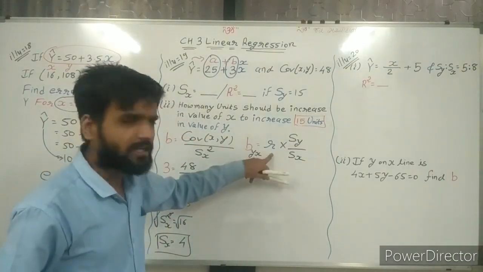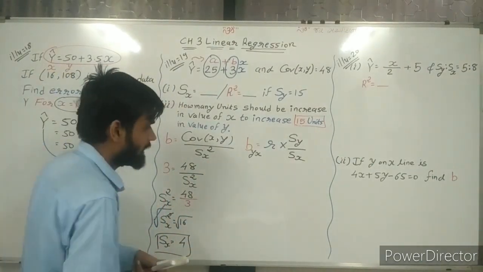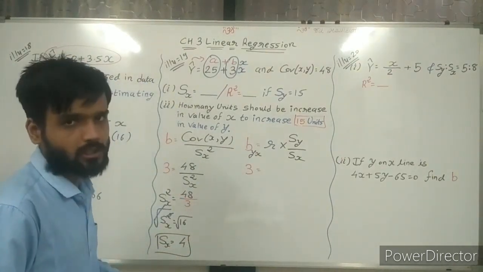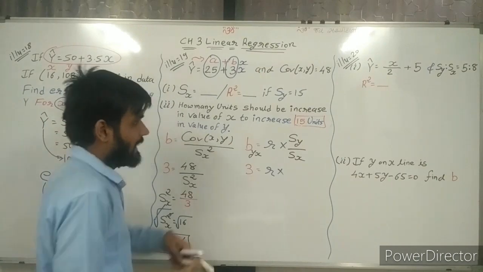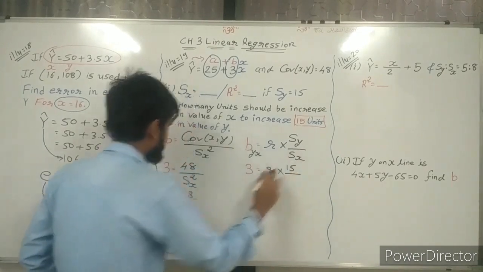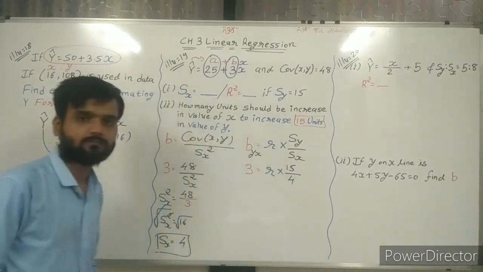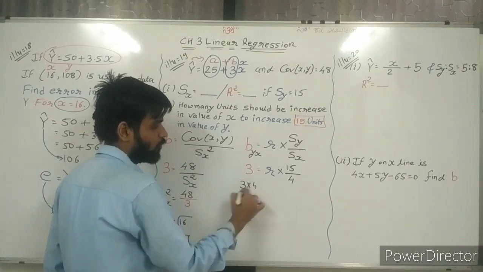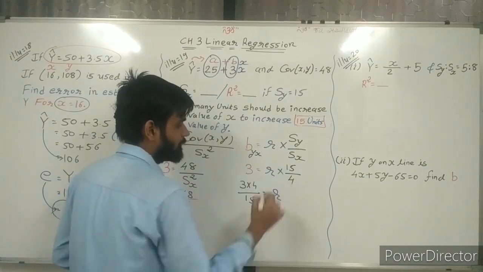Now sir, how can we find r? Simple. b equals r into Sy upon Sx. We know the value of b is 3, so write down 3 first of all. Do we know the value of r? No sir, we don't know, so write r as it is. Sy, here written, Sy is 15, so 15. Sx, we have found here, is 4. So 4. Now multiply 4 with 3, with 15 in the denominator. So 3 into 4 divided by 15. We get the value of r.